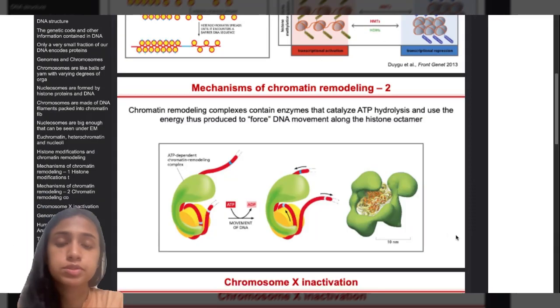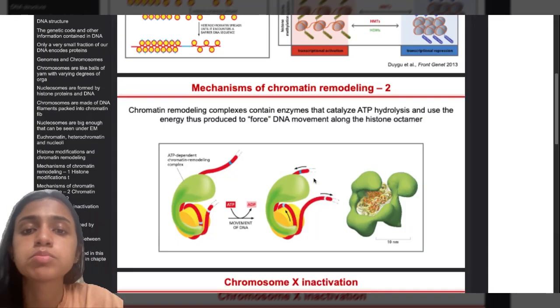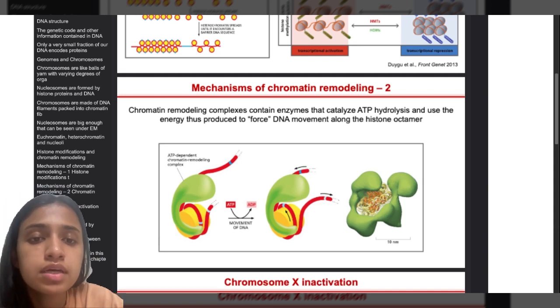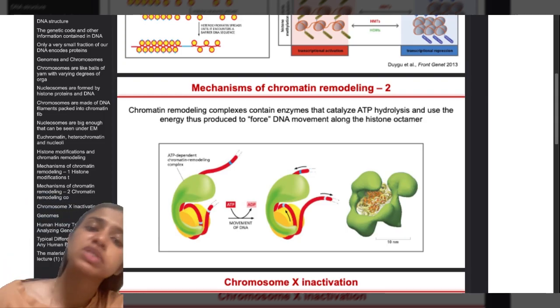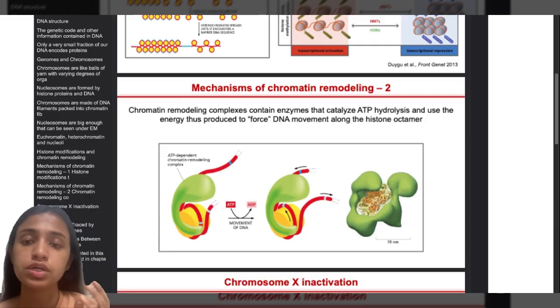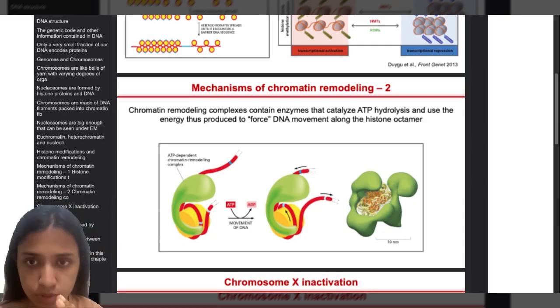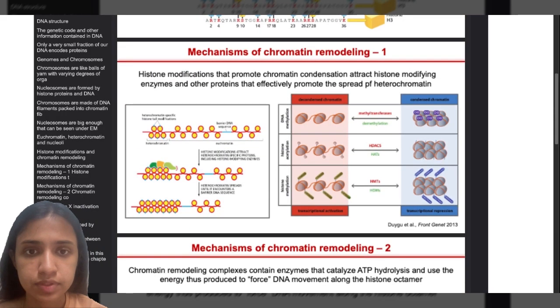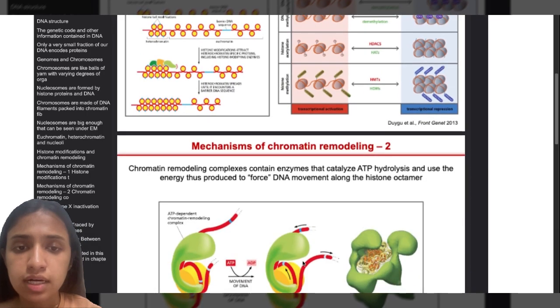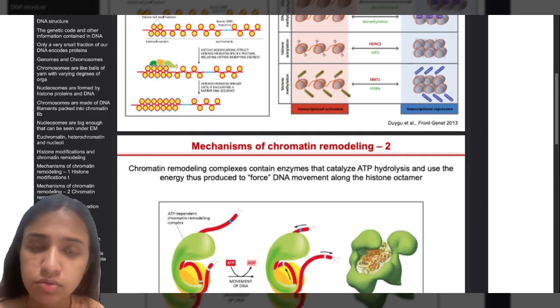So mechanisms of chromatin remodeling too, we're talking about chromatin remodeling complexes. They contain enzymes that catalyze ATP hydrolysis and use the energy thus produced to force DNA movement along histone octamers. So essentially they need ATP. And how does this work? These chromatin remodeling complexes, right? They are the ones with the enzymes that catalyze ATP. So ATP needs to be broken down.